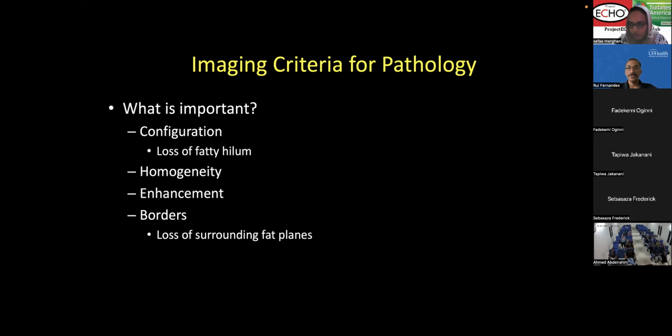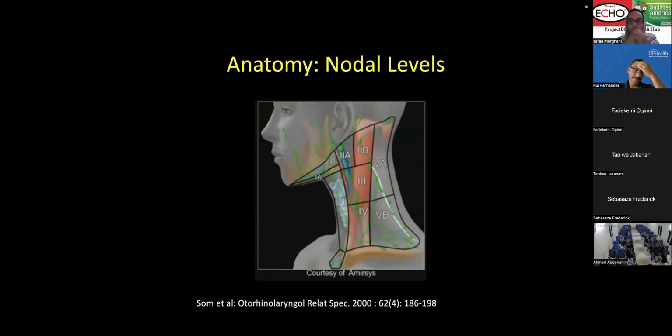What are the important things that you look for on imaging? Obviously, it's the configuration. Do you see loss of the fatty hilum, the homogeneity of the node, does it enhance, how do the borders look? Do you still see the surrounding fat planes? Using those things, you can then decide based on the level of the neck.